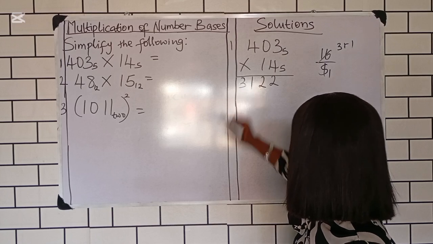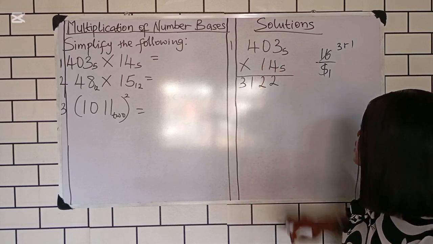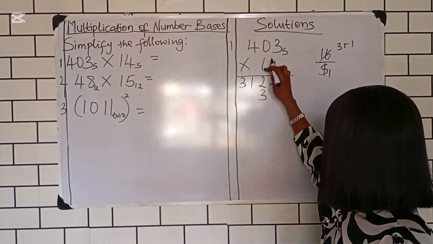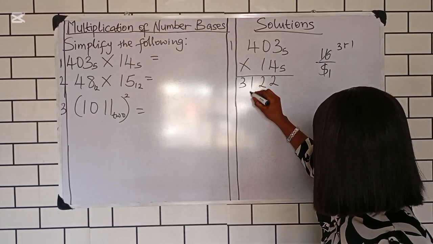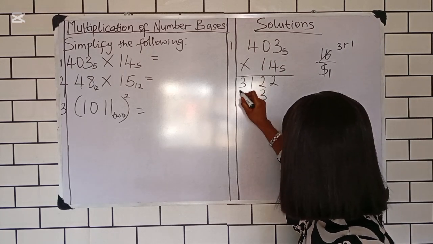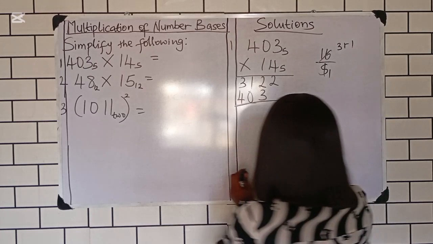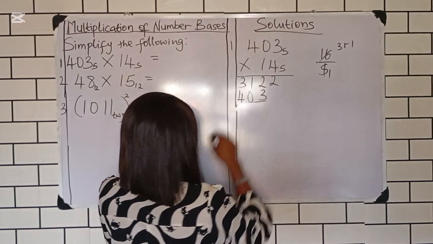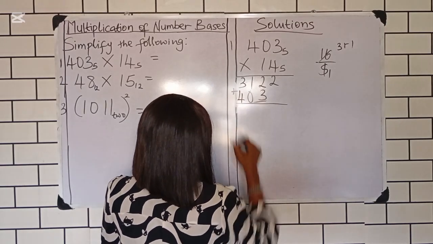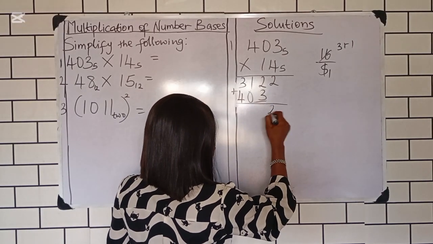You write your 3. Here, the second one, we have 1. 1 times 3 here will give us 3. You write your 3. 1 times 0 will give us 0. 1 times 4 will give us 4. You write your 4. Now you add. There's no number here. Since there's no number here, you bring down 2.